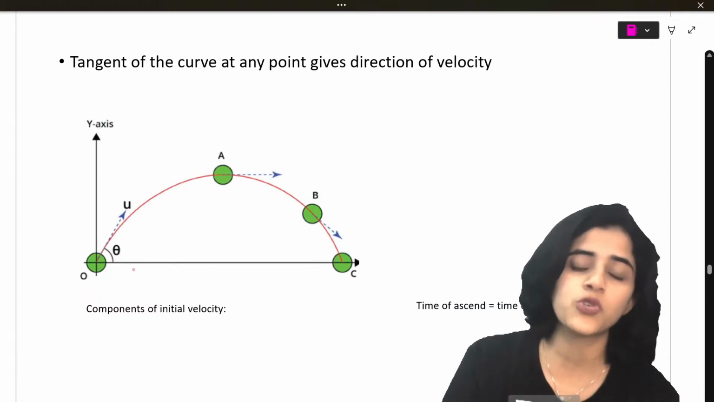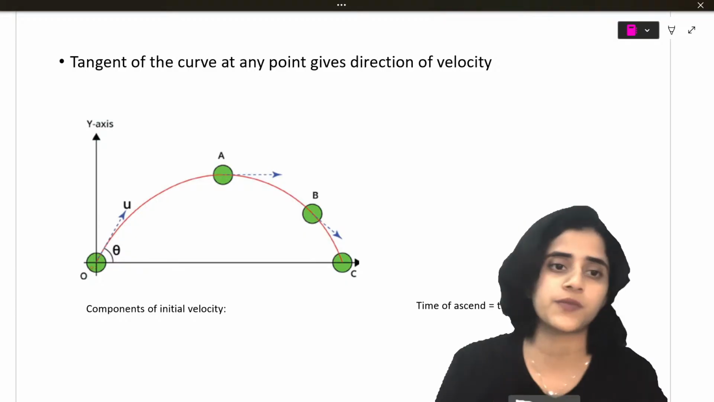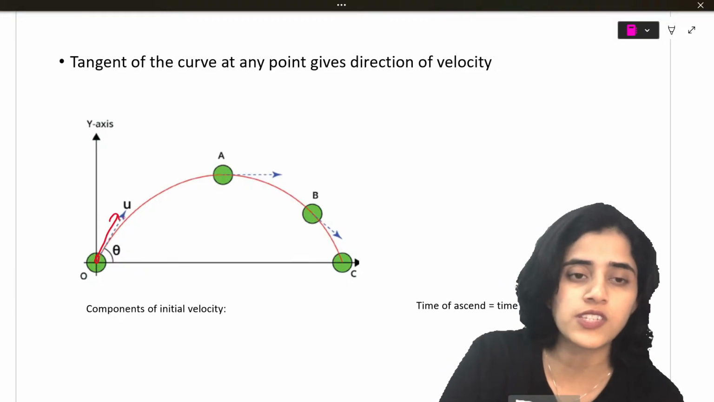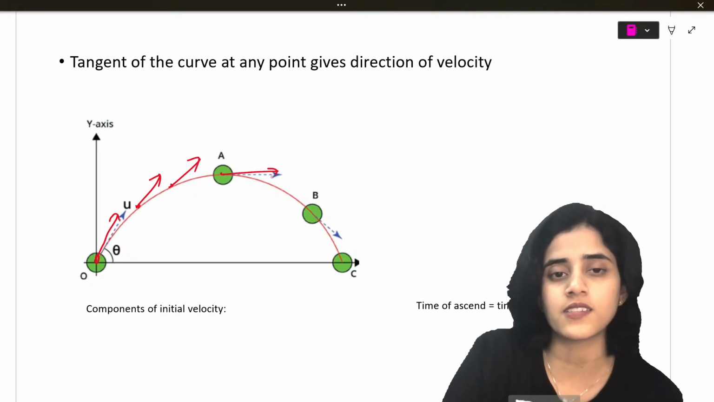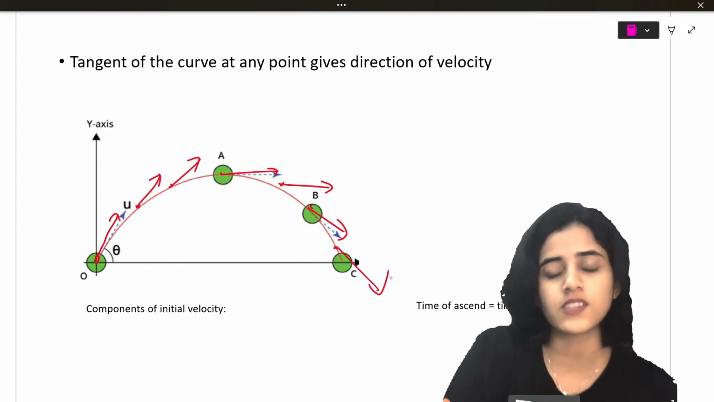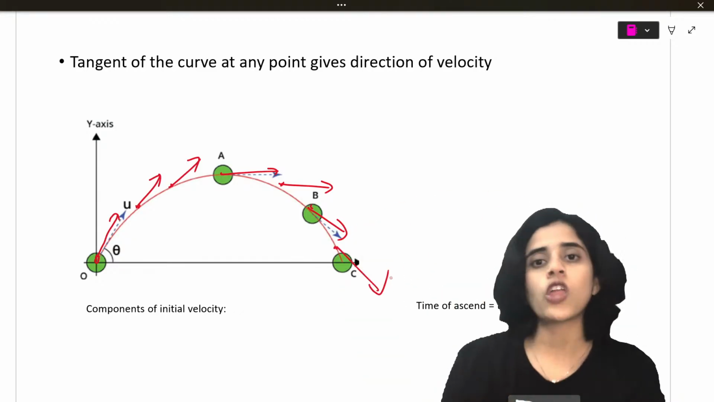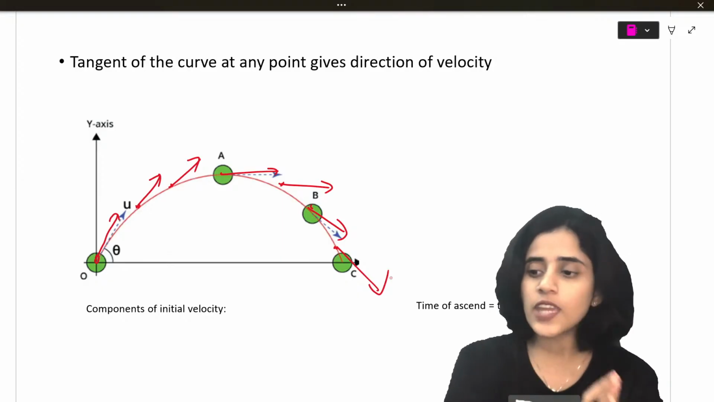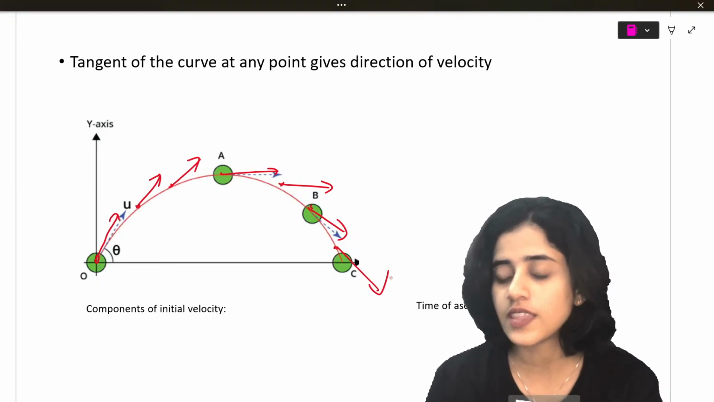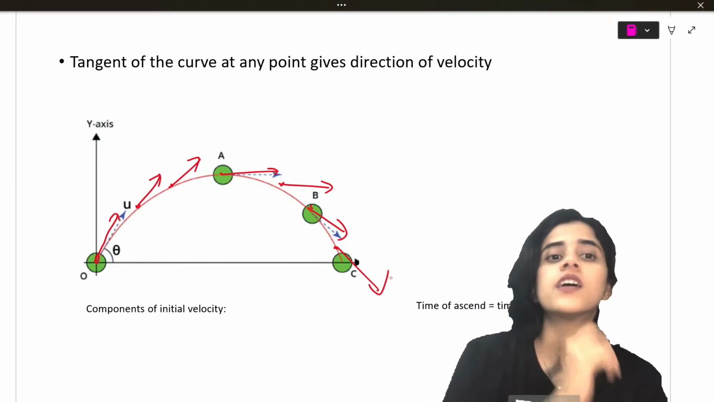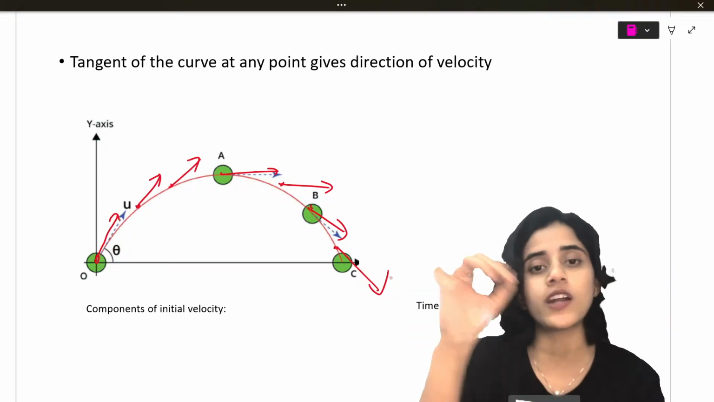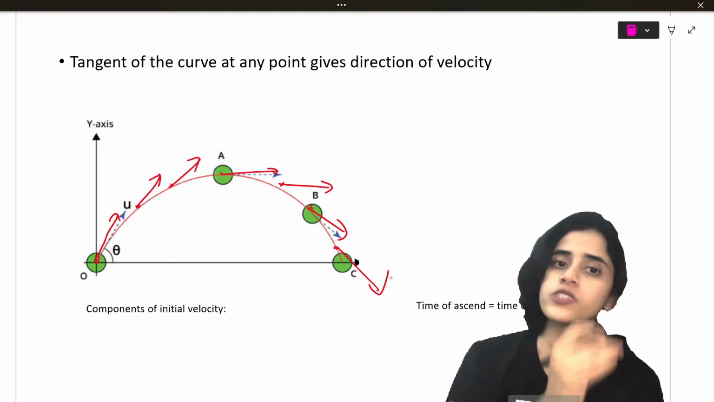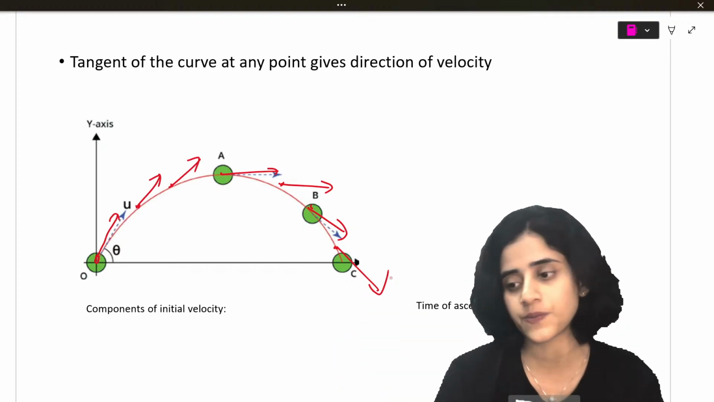Next thing that you should know here is, every time you want to find out the direction of velocity, you should draw a tangent at that point. For example, here the initial velocity is like this, here like this, here like this. For any point on the parabola, if you want to find out the direction of velocity, you have to draw a tangent. So all these red arrows give you the velocity at all those points.